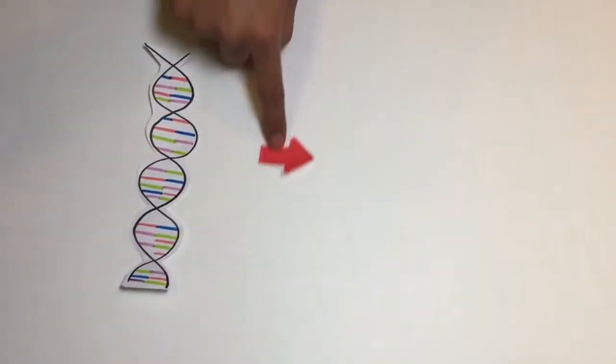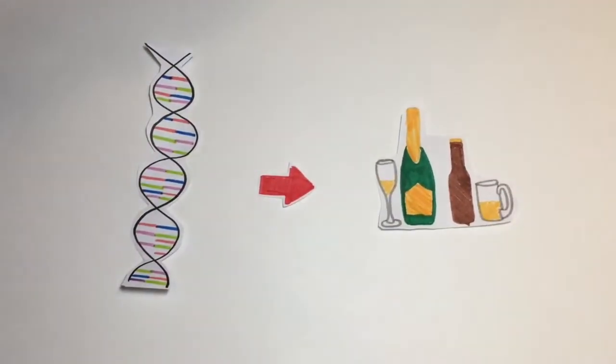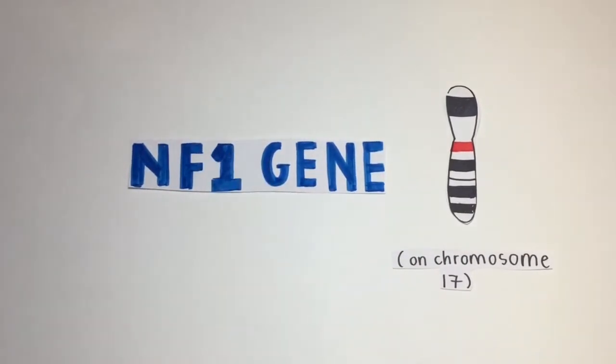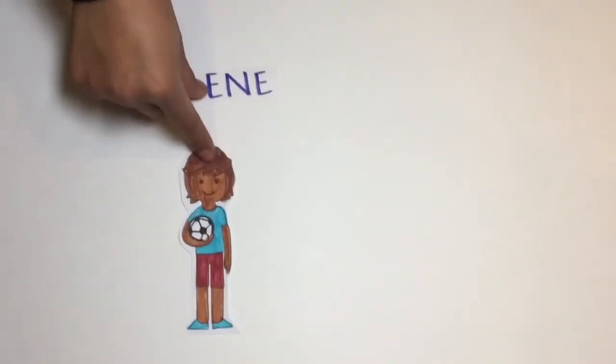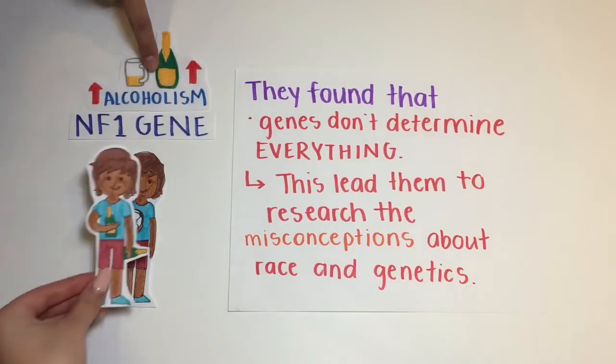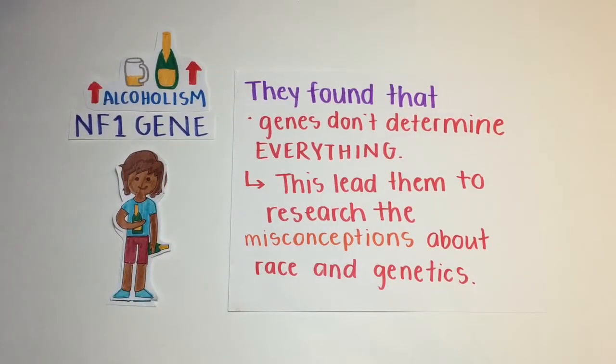With the discoveries of the Human Genome Project, New Zealand health researchers found that the gene NF1, believed to protect people from becoming alcoholics, is commonly found in the DNA of the Maori people, but not in the DNA of Europeans. Yet they found that alcoholism is actually more common among Maori people.